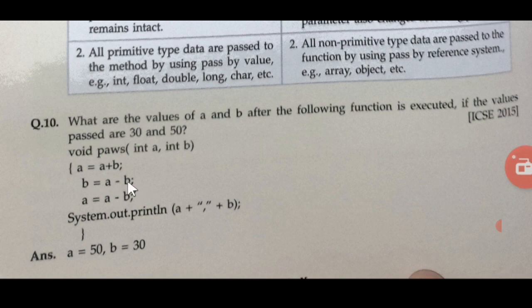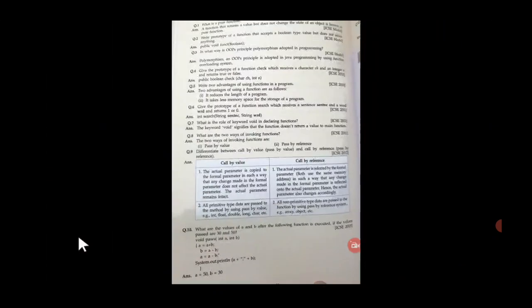80 minus 50 is 30, so b will have 30. After that, a equal to a minus b. A is already 80, 80 minus b, b is 30, so a will have 50. So due to this, a and b have their values swapped, interchanged. So a now has 50 and b has 30. And after that, we have the next one.